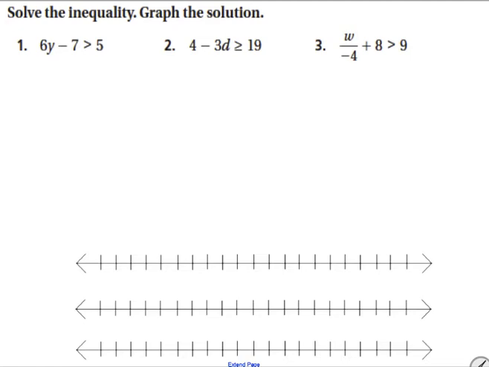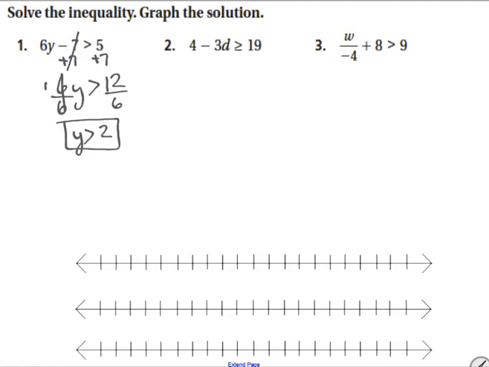Okay, solve the inequality, graph the solution. 6y minus 7 greater than 5. We get rid of the negative 7 with a positive 7 on both sides. This gives us 6y greater than 12. Next, to get the y by itself, we need to get rid of the 6. 6 divided by 6 will get us to 1. So we'll want to divide by 6 on both sides. This gives us 1y, which is just y, greater than 2. So y is greater than 2.